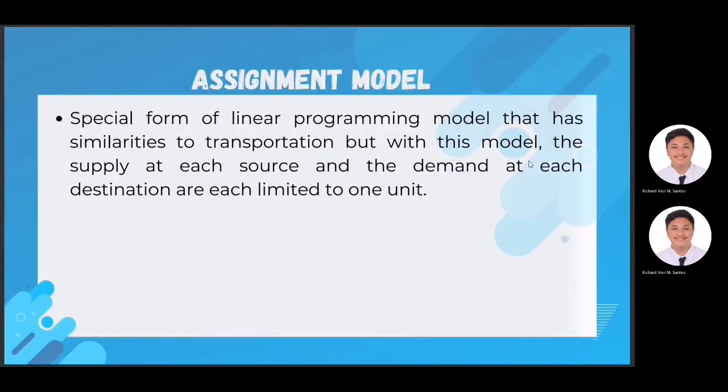After discussing the transshipment model, let's hop on to the last type of linear programming model formulation, which is the assignment model. The assignment model is a special form of a linear programming model that is like the transportation model, but the difference is that in the assignment model, the supply at each source and the demand at each destination are each limited to one unit. I will give a further example to elaborate the idea in the assignment model.